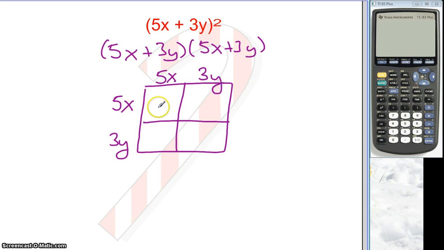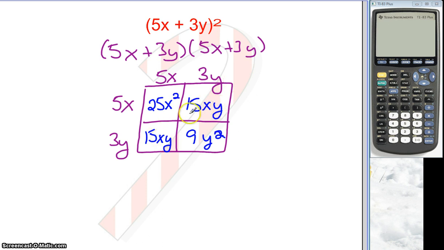So now let's multiply to get inside our boxes here. 5 times 5 is 25. X and x makes x to the second. Box down here, 3 times 5 is 15. I have a y and an x. I'm going to go ahead and write it alphabetically as xy. Box up here, 5 times 3 is 15. I have an x and a y. I'll write it as xy. And the last box, 3 times 3 is 9. Y and y is going to make y squared. Sorry, that one turned out bad.